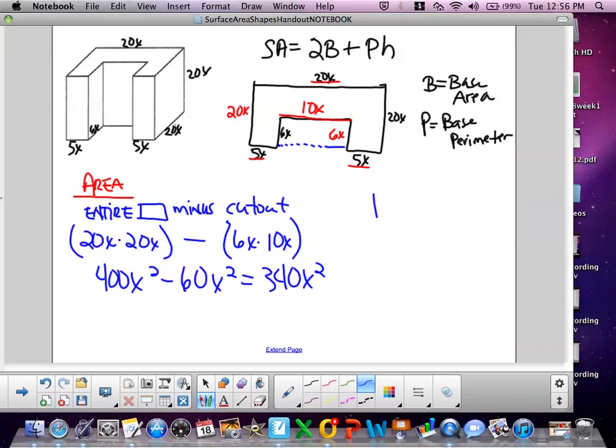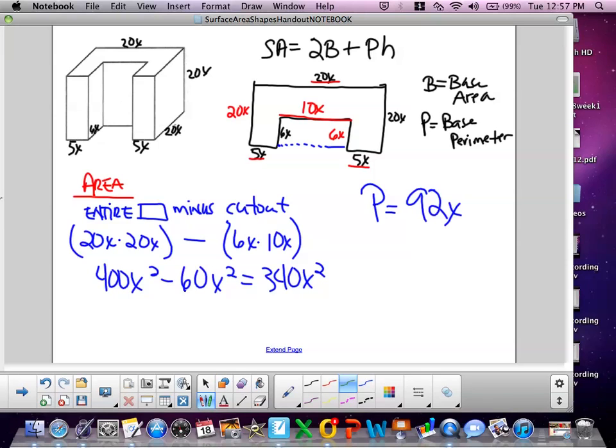The perimeter of the base, simply add all of these numbers together. The perimeter of the base is 92x. You can see the area is to the second power because area has two dimensions, length and width. The perimeter is just x to the first because it's a linear, single dimension measurement. So that's the first step, finding the area of the base. Then determining the perimeter of the base is the second step.